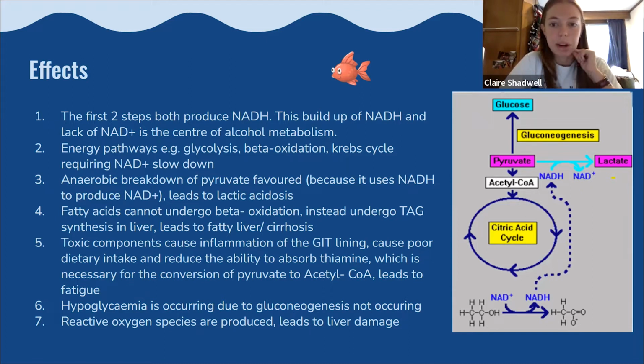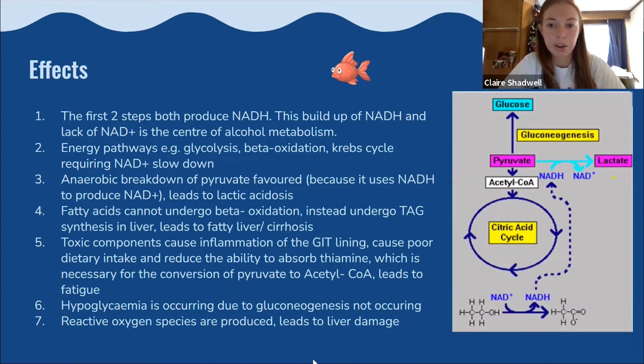So anaerobic breakdown of pyruvate is favored because it uses NADH to produce NAD+, which is needed for the Krebs cycle. So this leads to lactic acidosis. And then fatty acids cannot undergo beta oxidation. Instead, they undergo triglyceride synthesis in the liver, leading to fatty liver and cirrhosis.